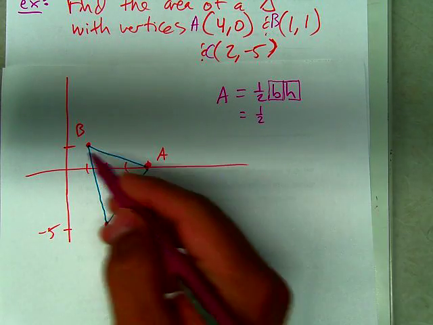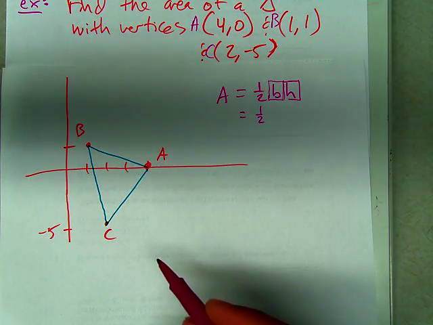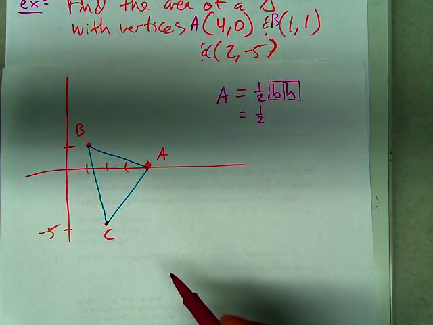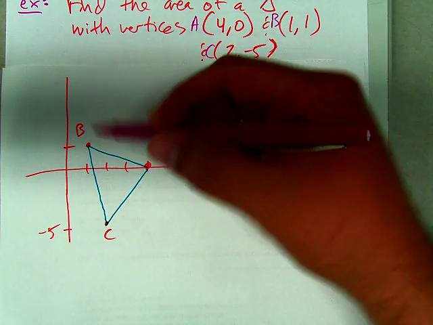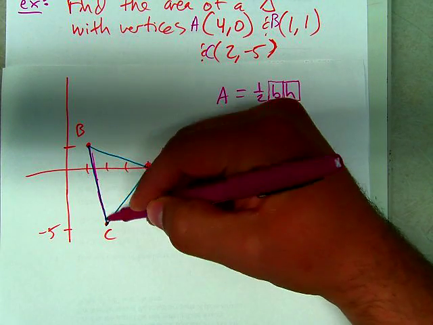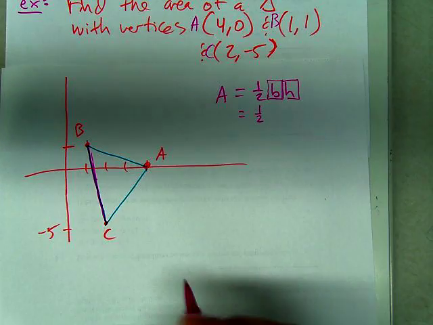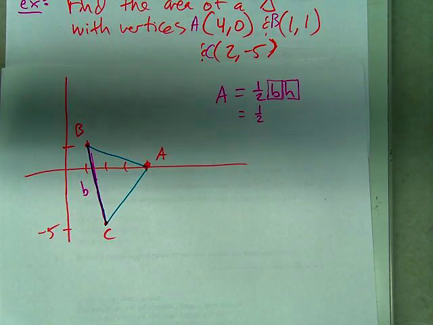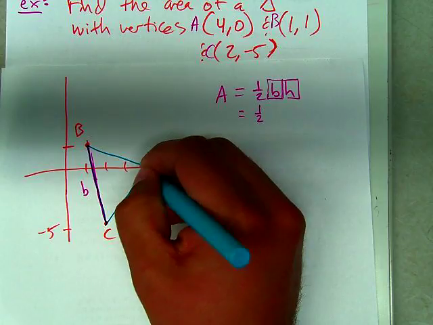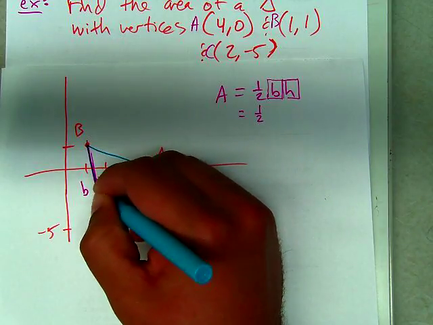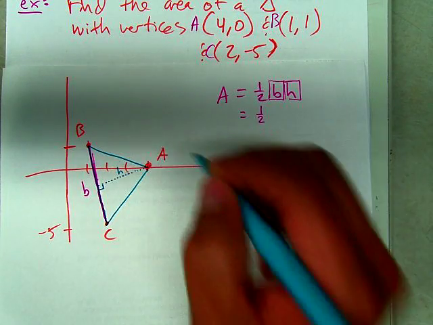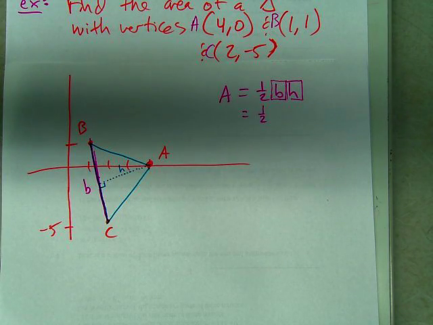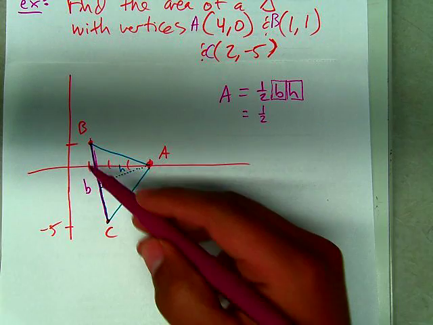Well, we should probably pick one of these to be the base, right? BC. You can't just have C. As long as it has C in it, BC. Thank you. So we're going to call this the base. So then our height would have to be from A down here somewhere, and it needs to make a right angle, right? So this would be your height. So can we find the length of this base?